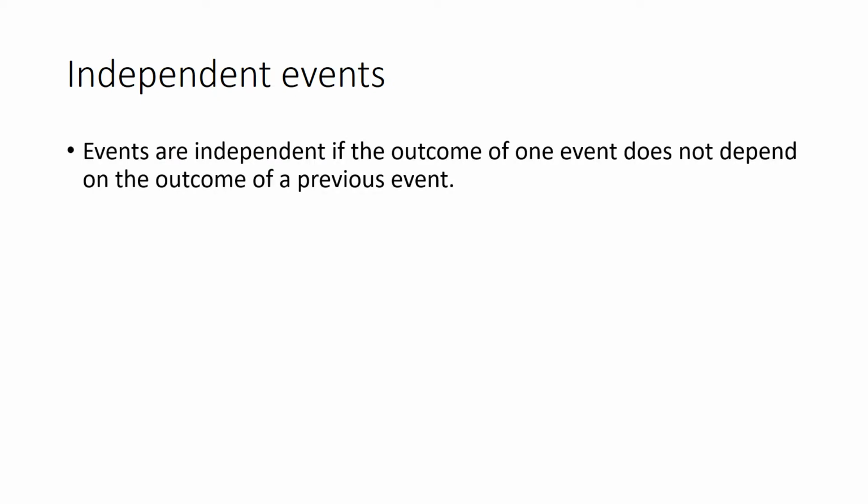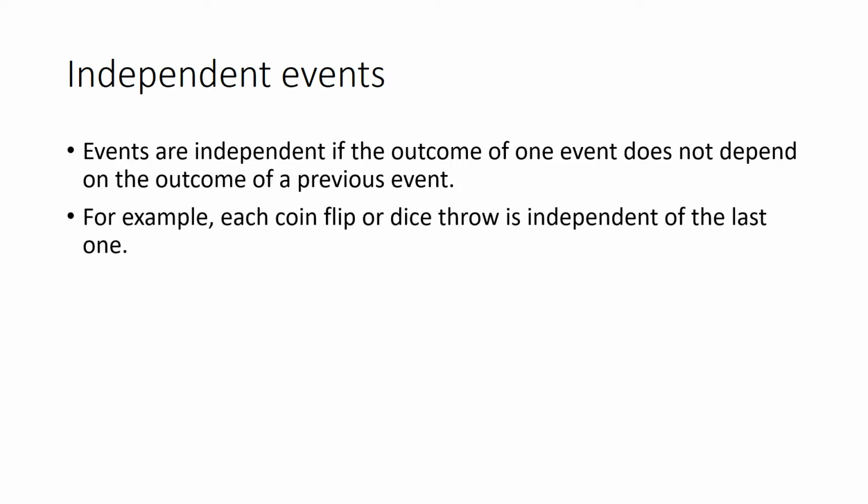Now, among the events, some of them can be what's called independent. An event is independent if the outcome of one event does not depend on the outcome of a previous event. For example, if you flip multiple coins or throw multiple dice, each one is independent of the last one. It doesn't change it. If you rolled 3 sixes in a row, your chances of getting another 6 on the next roll, believe it or not, are unaffected. It's still 1 in 6.